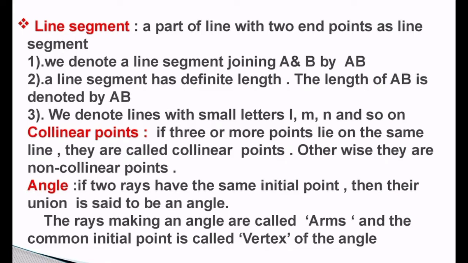Angle. If two rays have the same initial point, then their union is said to be an angle. The rays making an angle are called arms, and the common initial point is called the vertex of the angle.